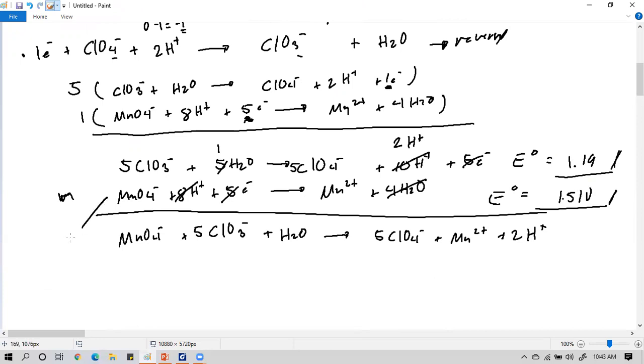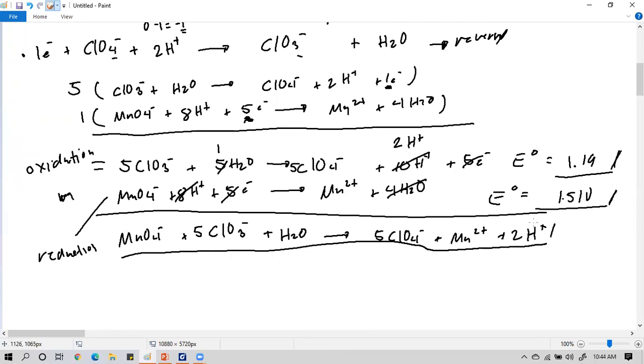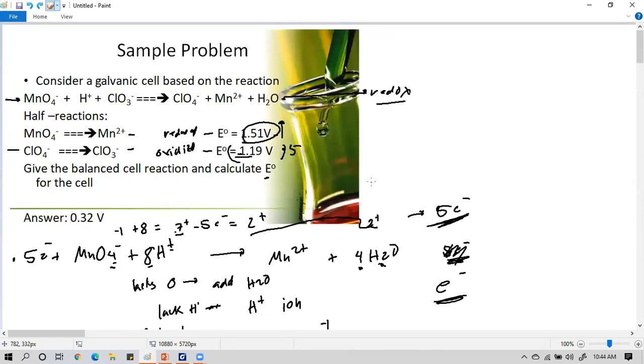Ganyan. So this one here is the reduction, and dapat nasa taas yan. And this one here is oxidation. Pero ang interest lang naman natin dito is the overall reaction. So this is the balanced half cell reaction. So take a screenshot guys so we can proceed. And then here naman, calculate the E naught.